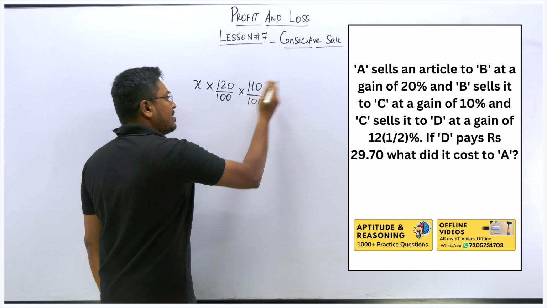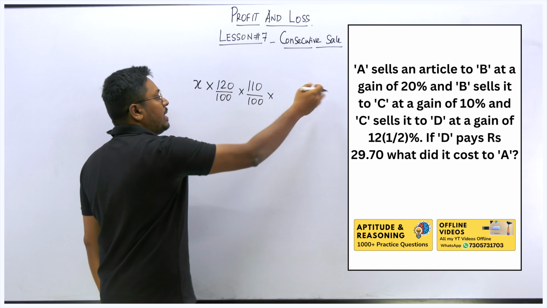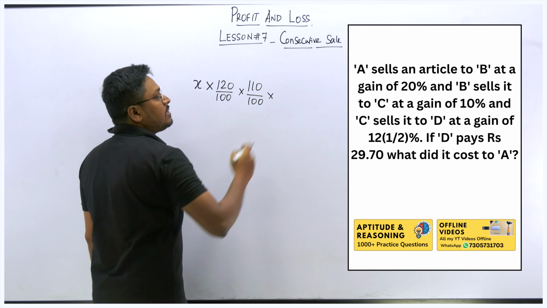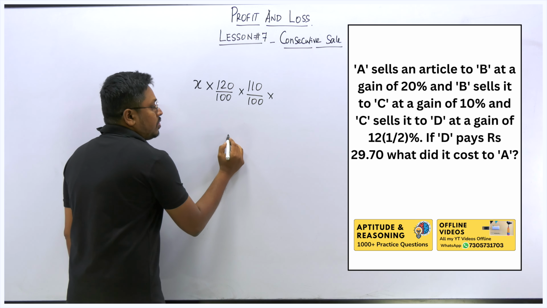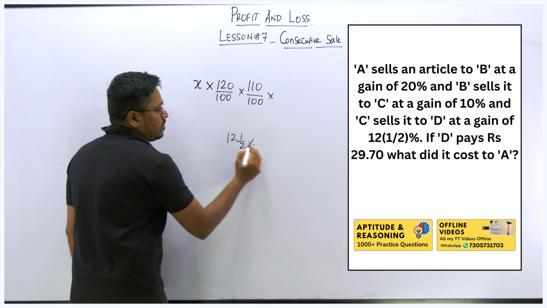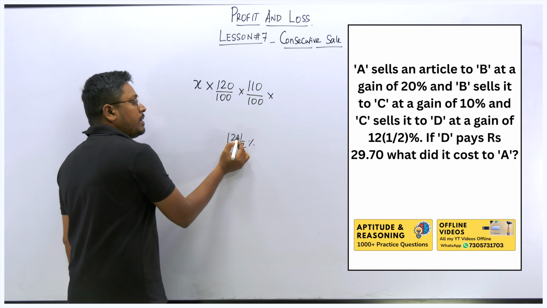And C to D, just keep on multiplying. If D to E, again multiply with the number, that's it. So C to D will be 12 1/2%. Just listen here. 12 1/2%, so 12 2s are 24, 24 plus 1 will be 25.